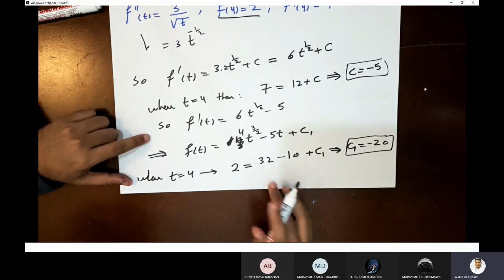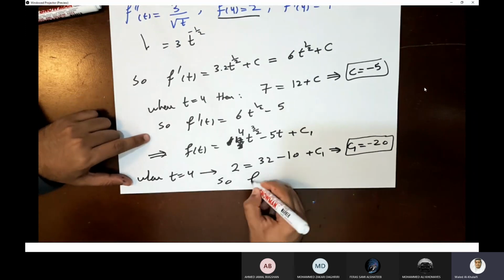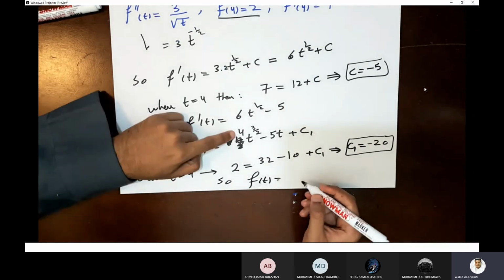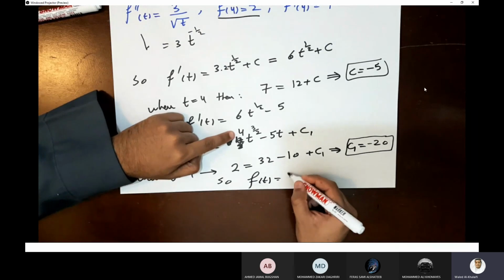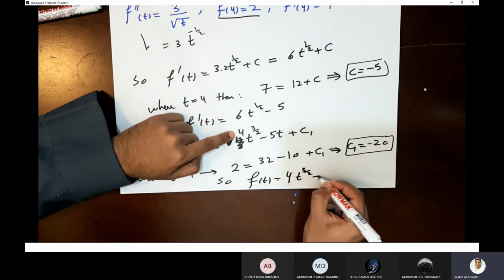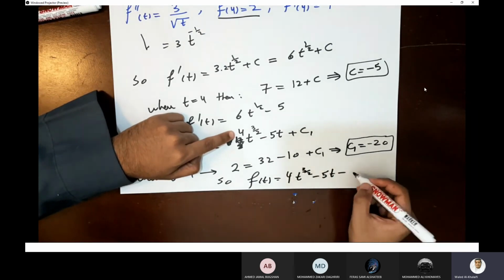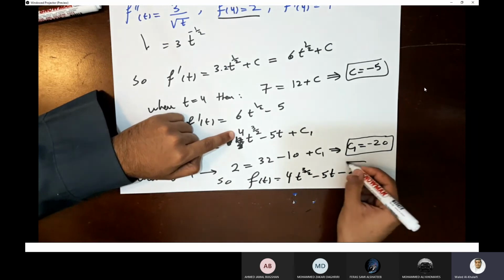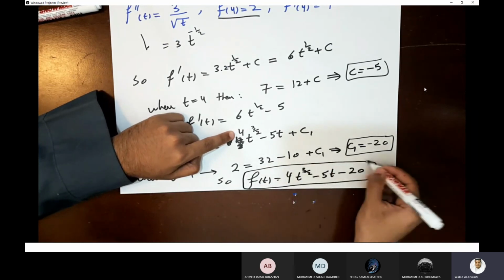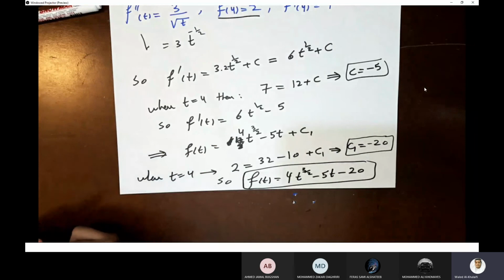So the final answer is f of t equals, now I copy from, can you see, yes, 4t to the power 3 over 2 minus 5t minus 20. Okay. That's it.